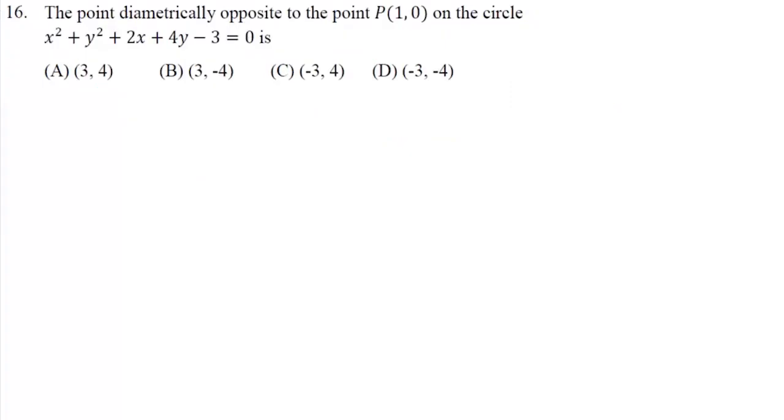Now question number 16 is, the point diametrically opposite to this point on this circle whose center is at -1, -2 is.